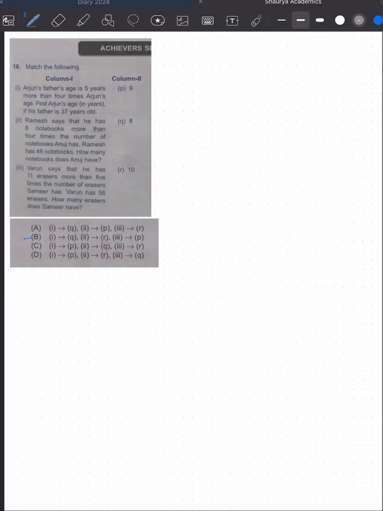Next, achievers section. Arjun's father's age, match the following. Arjun's father's age is 5 years more than 4 times Arjun's age. Find Arjun's age in years if his father is 37 years old. Very similar to what we solved earlier. So let Arjun's age be X. 5 years more than 4 times, so father's age is equal to 4 times Arjun's age plus 5 more years.